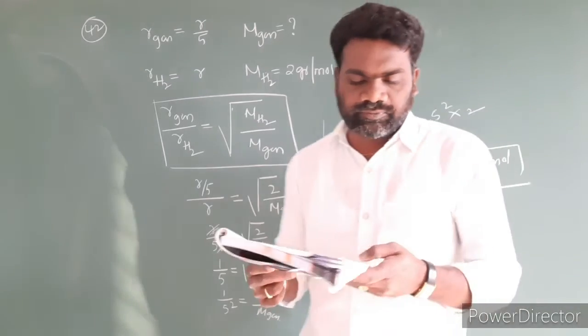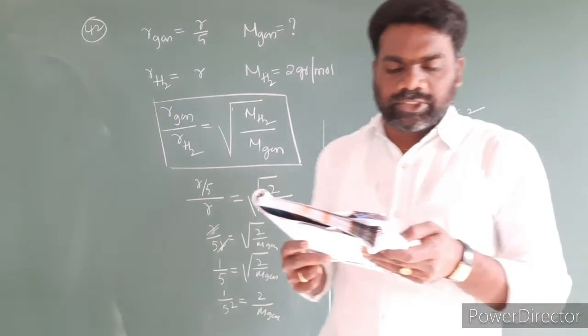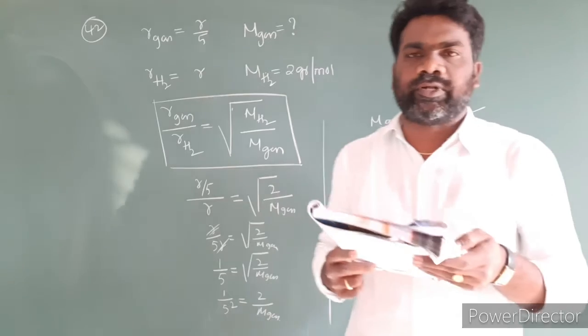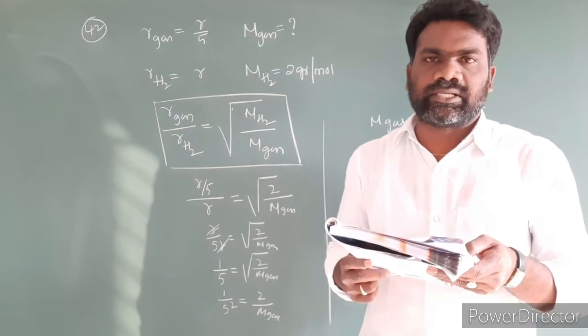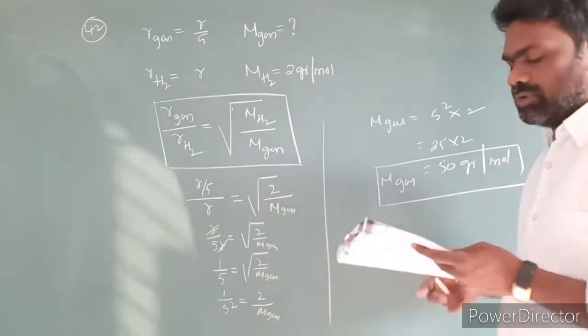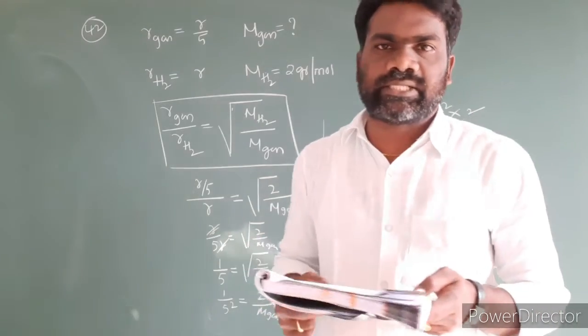Look at question number 42. The first option is 50, so for question 42, the first answer is correct. 50 grams per mole. Next, question number 43.